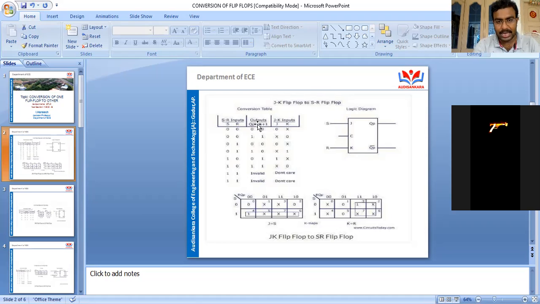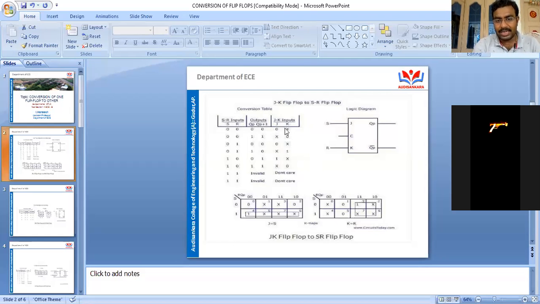You can see the SR flip-flop's truth table here. S and R are the inputs. Qp and Qp+1 show the present state and next state for the given inputs. From the present state and next state values, we have to get the excitation table values of a JK flip-flop. So you need to have the truth table of the SR flip-flop, and we need to have the excitation table of the JK flip-flop. That is what we have to keep with us to complete this table, guys.